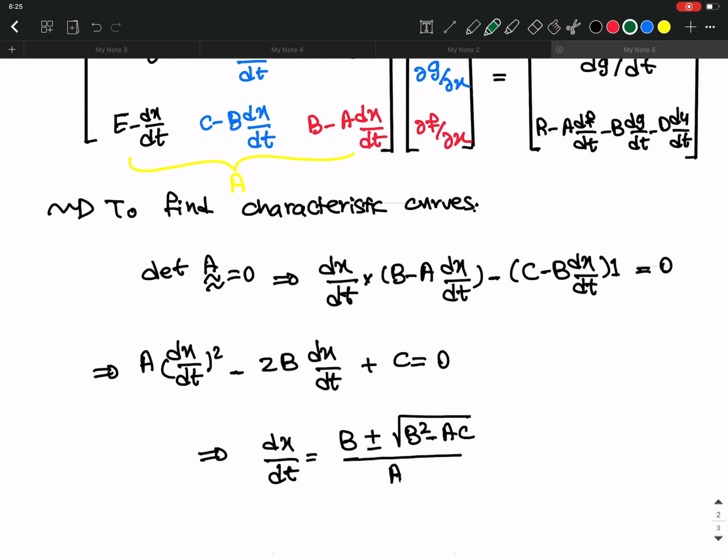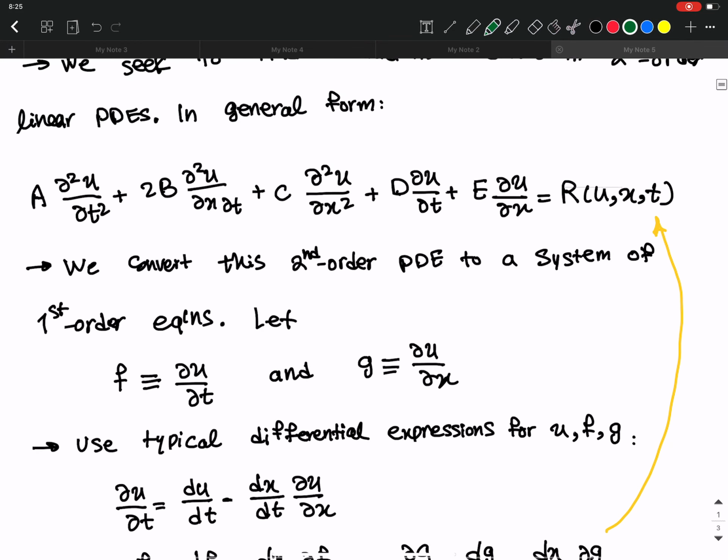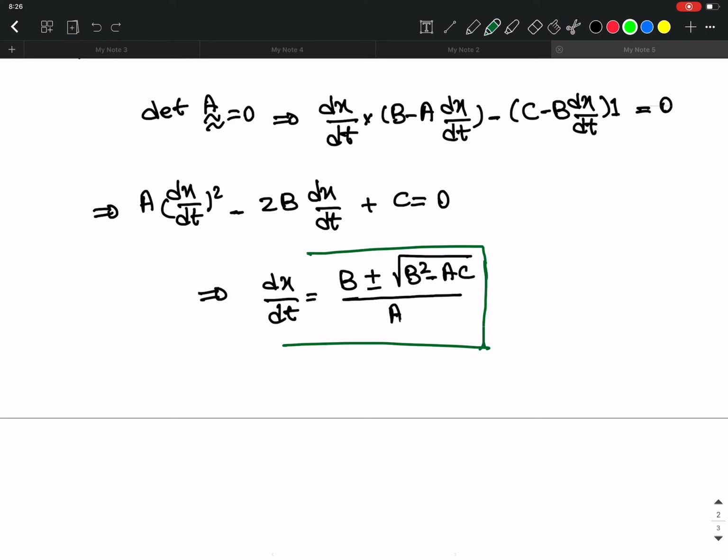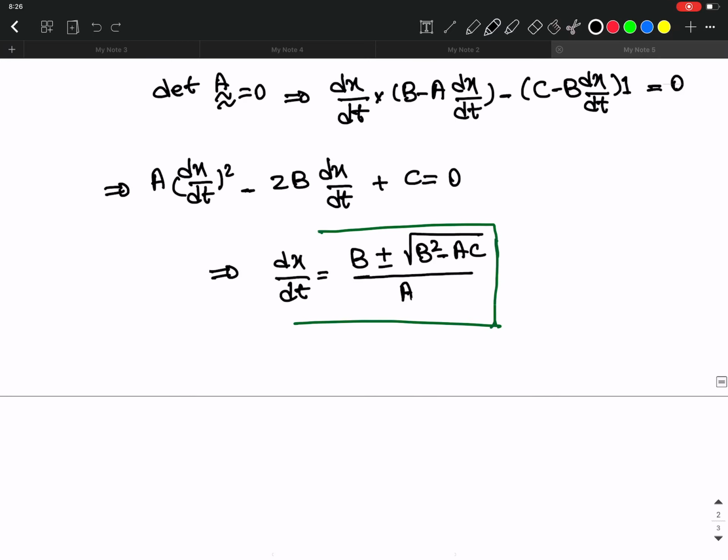Okay, so this is the solution for these characteristics. So these are going to be the general form of characteristics for this form of equation, which is a general form of PDEs. And this is a very important formula, because we will use this formula to define the type of PDEs, the types that we discussed before. So here I'm just going to mention it very briefly, but after that we are going to go more into detail on how these characteristics define different types of second order linear PDEs.